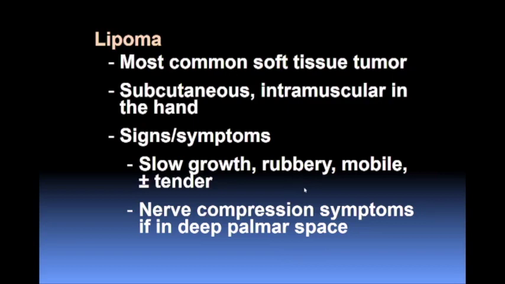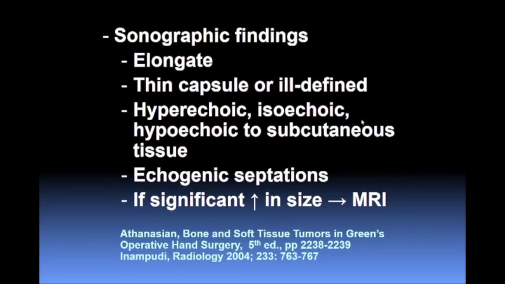And what patients have taught me over the years, especially with lipomas and other parts of the body, is that they can hurt, they can be tender, and our surgeons will remove them if they're causing the patient a problem. If they're deep down in the palmar space in the hand, they can compress the nerves, and in that case, these would be surgically removed. They tend to be more elongate. They may have a thin capsule, but sometimes they're so ill-defined it's difficult to even put cursors on these and figure out where they begin and where they end.